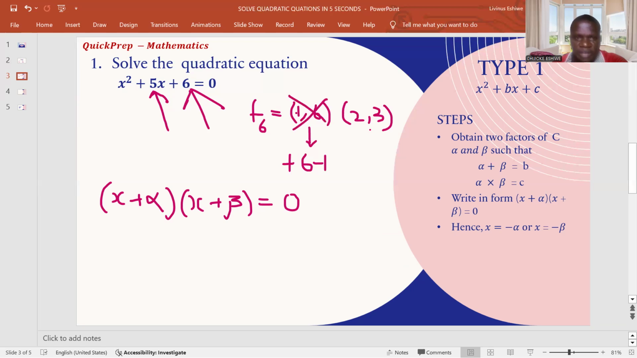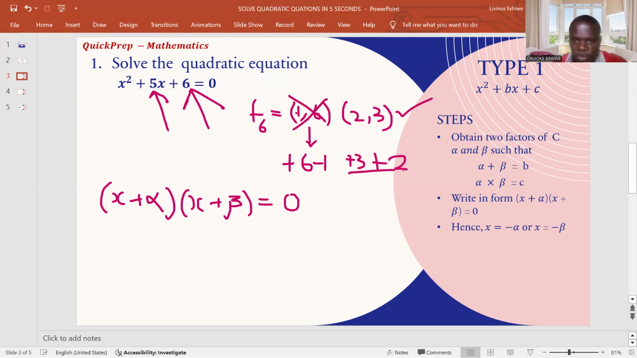Now let's go to the next factor and see if that will give us the correct answer. Remember I said, for this sign here, the sign of the bigger number should be positive. So positive 3. And then how do we get 5 from positive 3? Just by adding 2, so positive 2. Now, positive 2 plus positive 3 will give us positive 5, and positive 3 multiplied by positive 2 will definitely give us positive 6. So this is the correct factor.